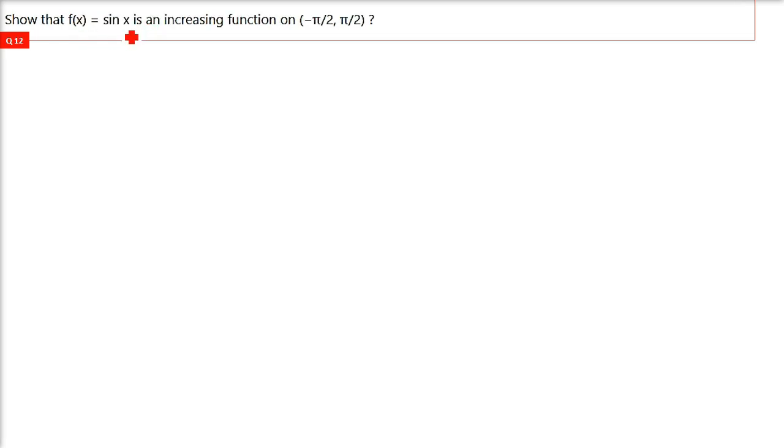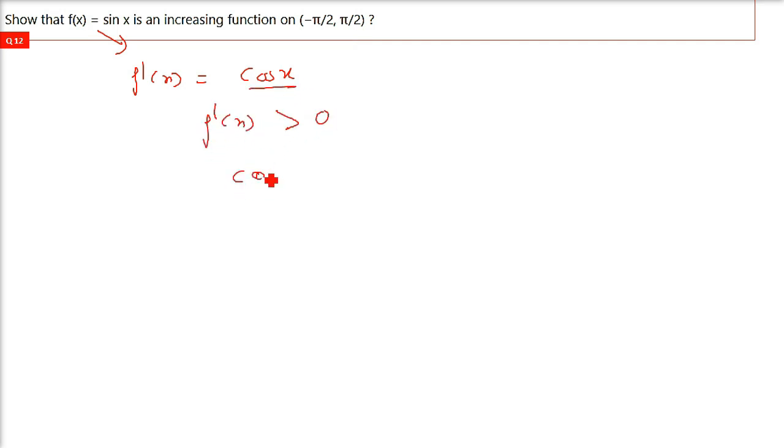Show that f(x) equals sin x is an increasing function in negative pi by 2 to pi by 2. So f(x) is equal to sin x. f dash x will be what? Derivative of sin x will be cos x. Now in negative pi by 2 and pi by 2, please remember, pi by 2 is 90, negative pi by 2 is also 90, but on the other side.